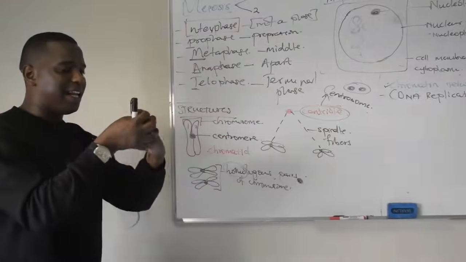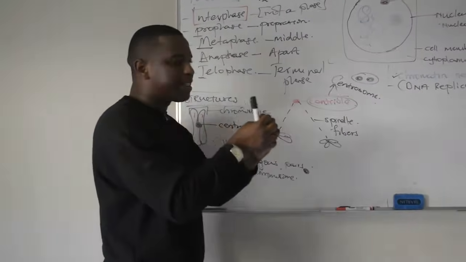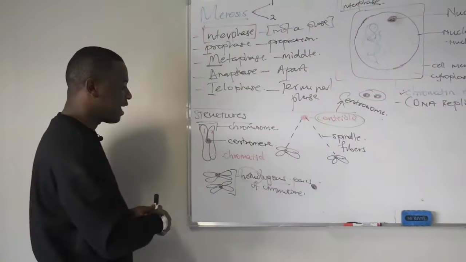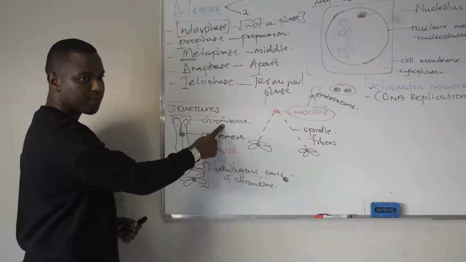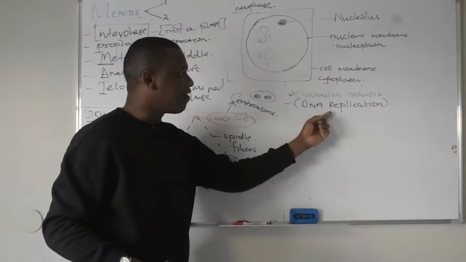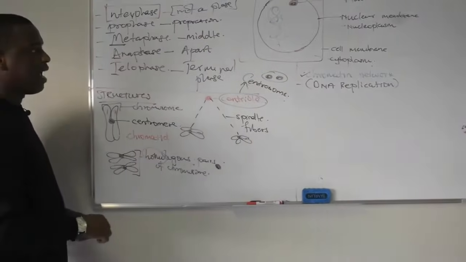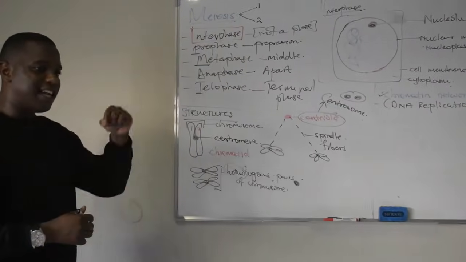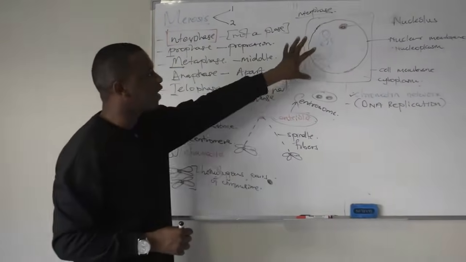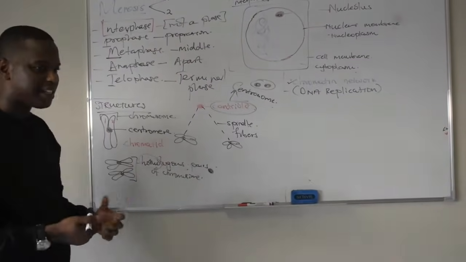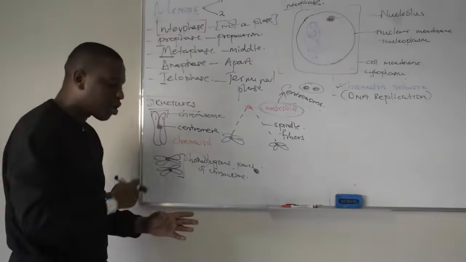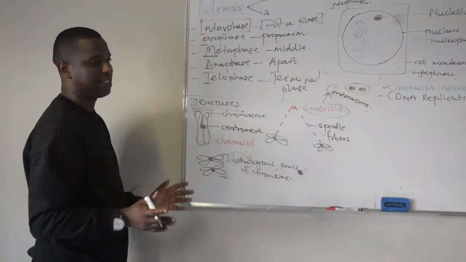So the chromatin network, as you can see, it is a network, right? So what must happen to it? It must unwind. Why is it unwinding? To form a chromosome. So it is going to unwind under the process of DNA replication, and then it is going to form a chromosome. Then in the next phase, which is prophase, that is where you're going to start to see chromosomes. But this phase is not regarded as a phase, because it still falls under preparation. We're still trying to get everything together before we start.